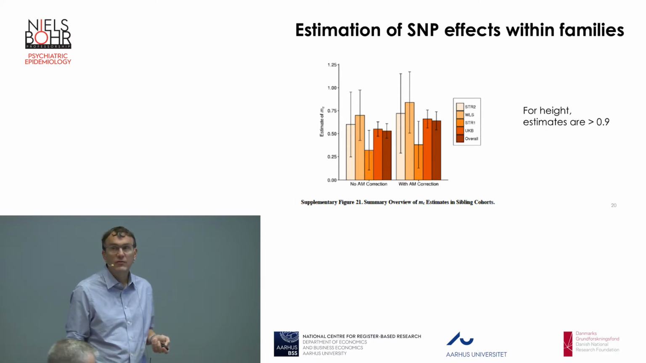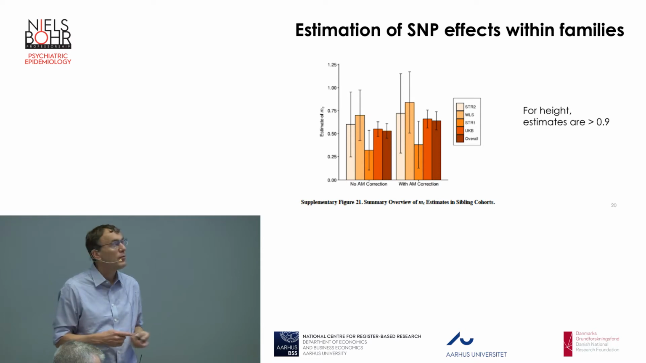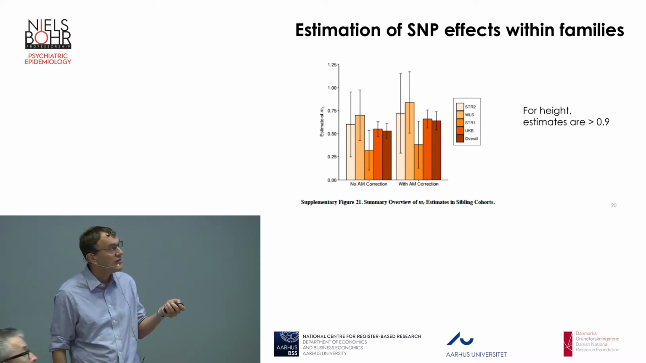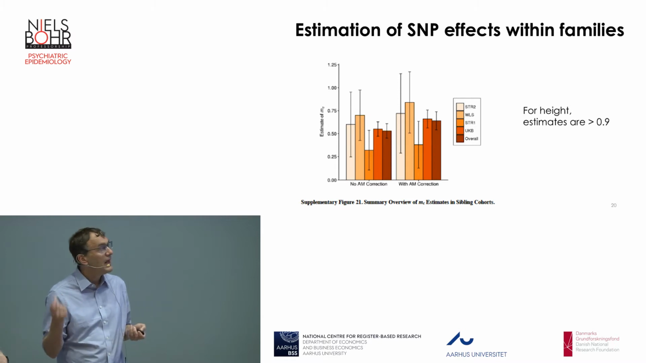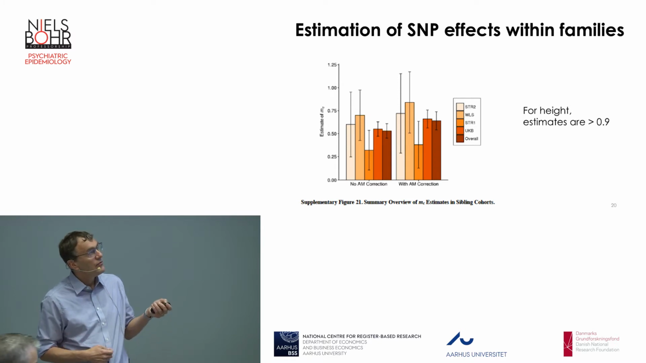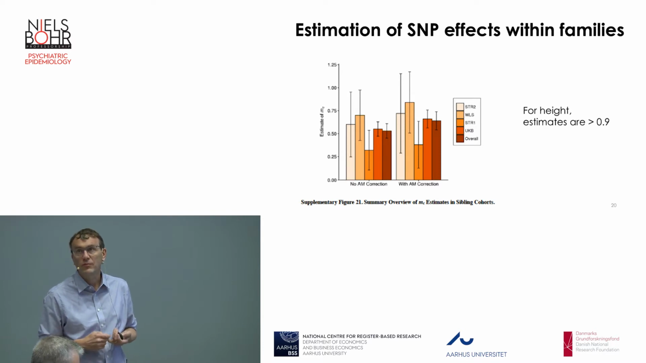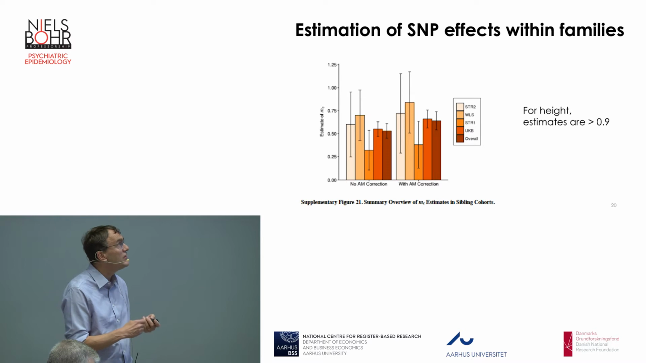Just to convince ourselves that we weren't doing anything wrong and that we had a comparison, we also did this for height. When we do this plot for height, the estimates are very close to 1, saying that if you estimate an effect size within families, where the analysis is essentially regressing the difference in the phenotypes of sibs on the difference in the genotypes that they have, for height the estimates are much closer to 1, suggesting that the within family estimates are very similar to the population ones, but not for educational attainment.